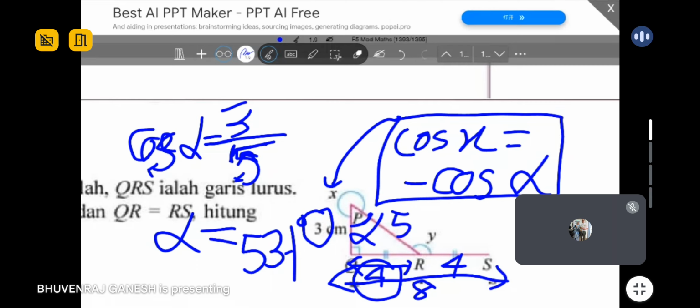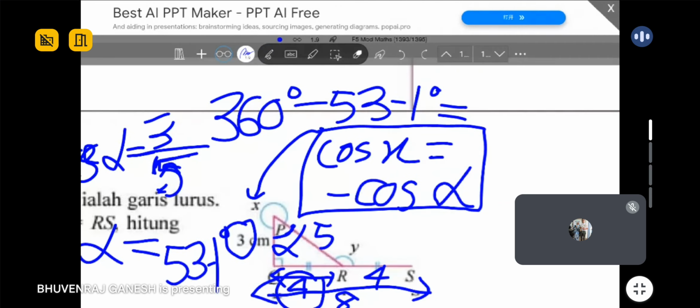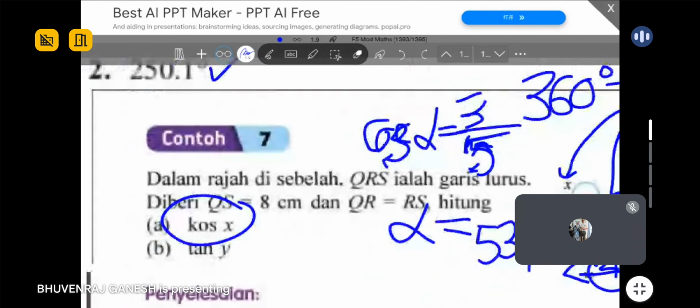So x sama dengan 360 tolak dengan 53.1. Betul? So ini adalah nilai dia lah. Boleh tekan calculator. 306.9. This is your x. So dia suruh cari cos x. You must find cos.